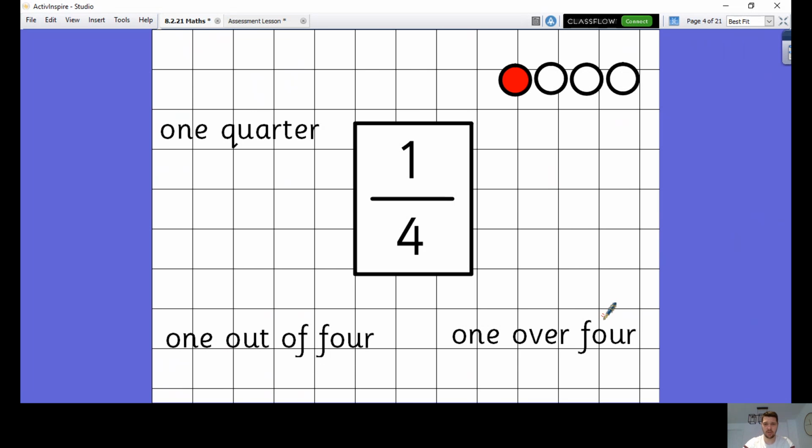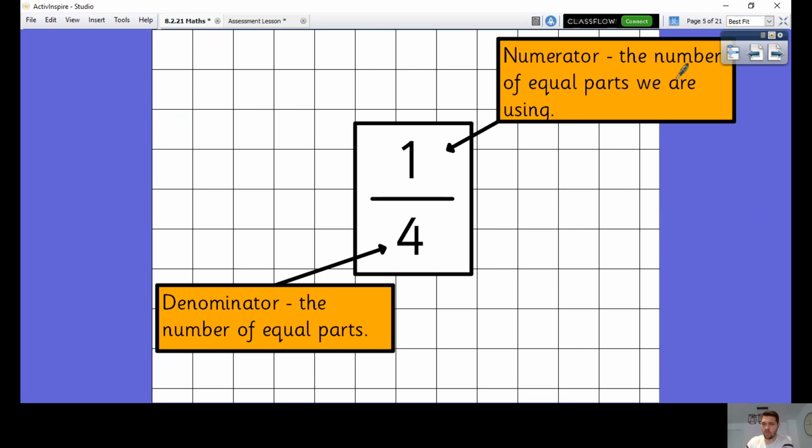So, let's have a look at 1/4. We might also say this as a quarter. We might say this 1 out of 4. It may look like this if we have 4 visually, and then we have 1 out of the 4. So the numerator is the number of equal parts we're using, and the denominator is the total number of parts.